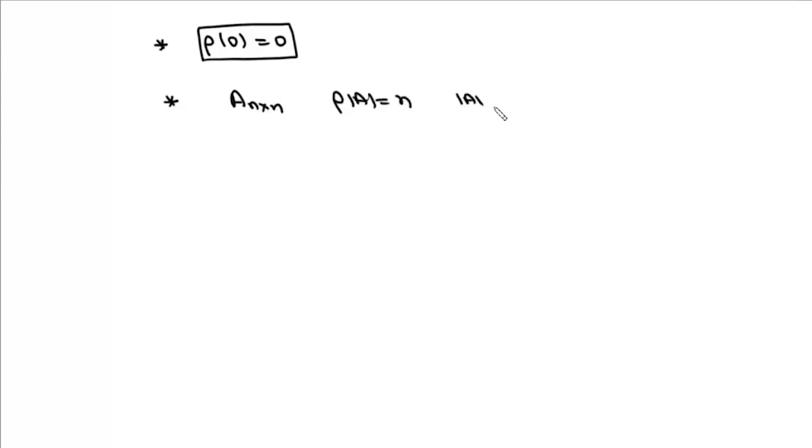Now the next property of rank of a matrix is that the rank of a null matrix is 0. So the only matrix whose rank is 0 is a null matrix. Next one is, if we have a square matrix A which is n cross n, then the rank of A can only be n if determinant of A is unequal to 0. That means this matrix A is invertible.